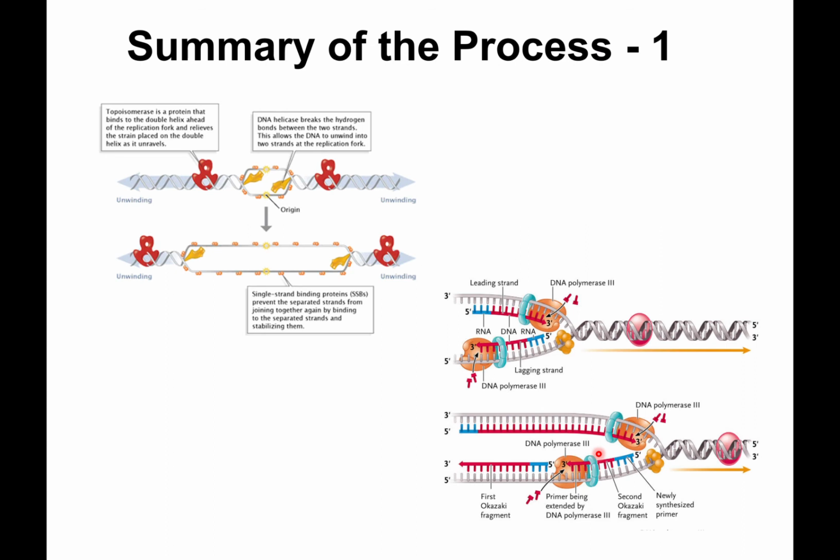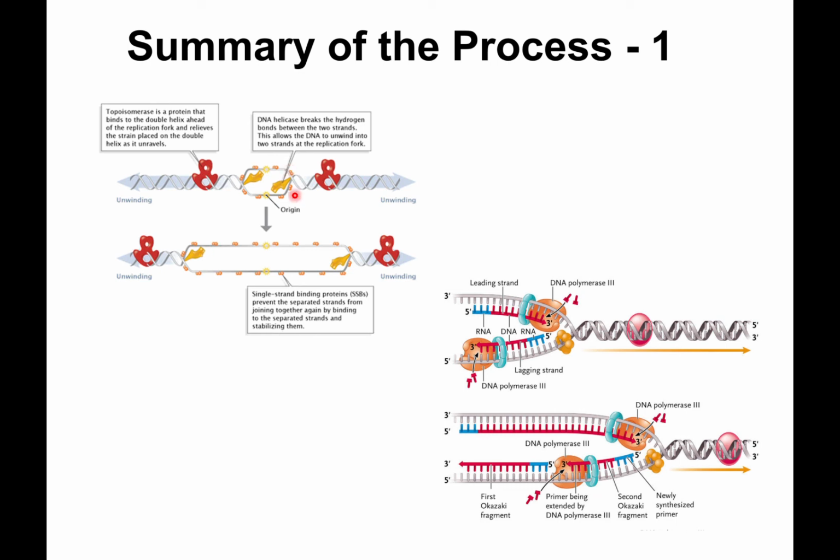So summarizing the process again, there is a lot of steps here. Let's summarize first the process itself and then all the enzymes involved. Summarizing the process, first step is unwinding. The DNA gets opened up at the origin of replication through the help of these enzymes called helicases or DNA helicases. They separate the 2 strands.